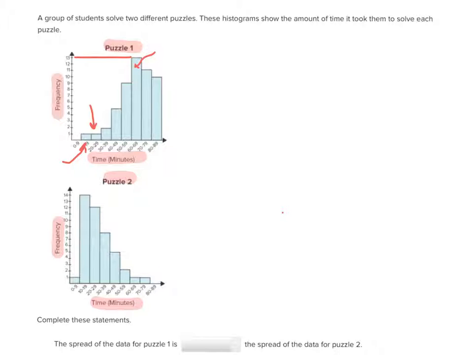Puzzle 2. All right. So when you look at this, you can see that most of the people on puzzle 1 took that much amount of time, more than 60 minutes. Most of the people on puzzle 2 solved it quick. It looks like puzzle 2 is easier. All right, so let's take a look.